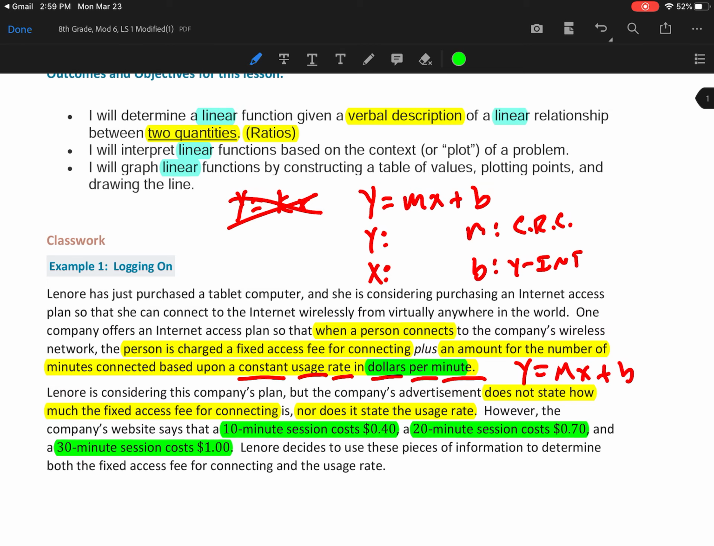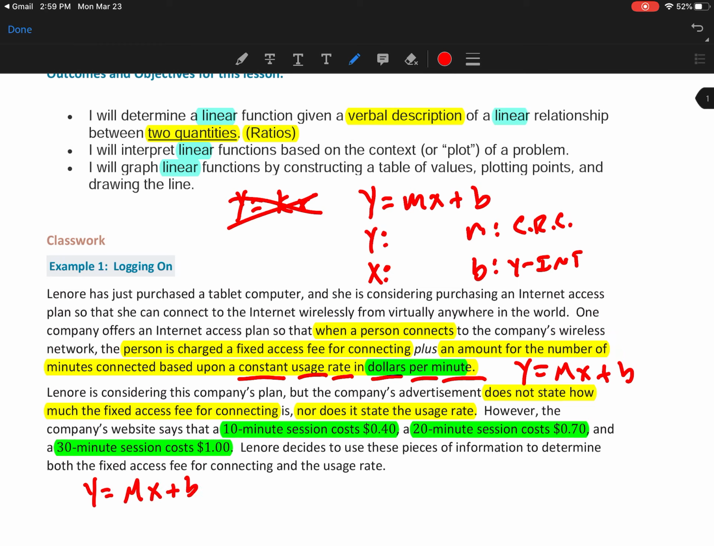So before we even move any further, I want to summarize what we've been able to pull out of this. We know that we will be dealing with y equals mx plus b, and because of that, we will have to have y represent something, x represent something, m represent something, and b represent something. Okay, so y, x, m, and b.